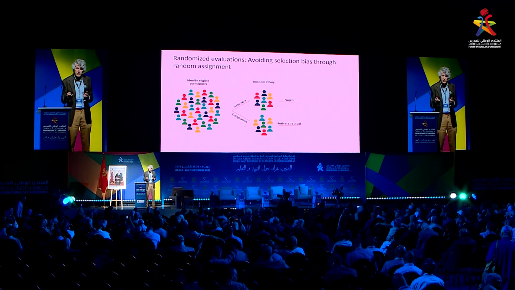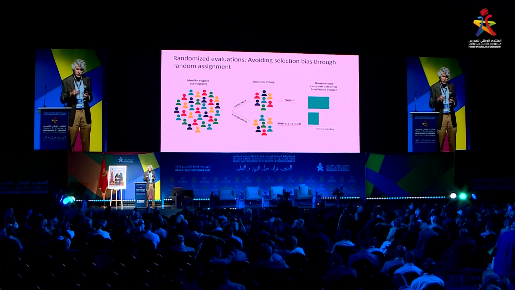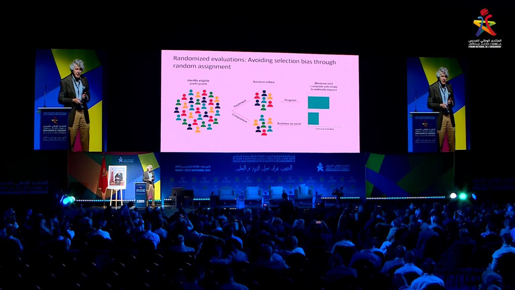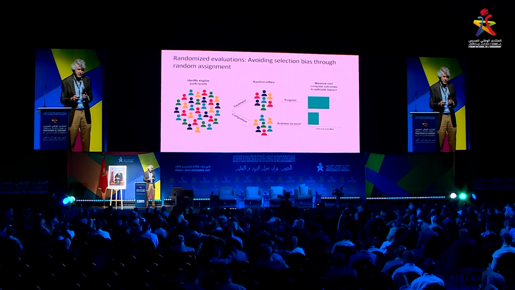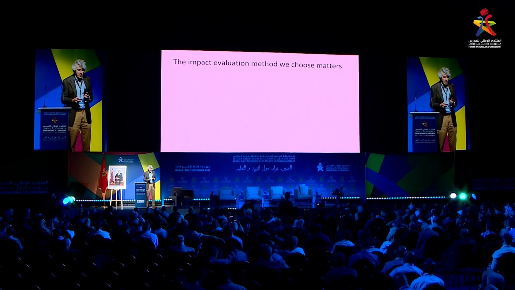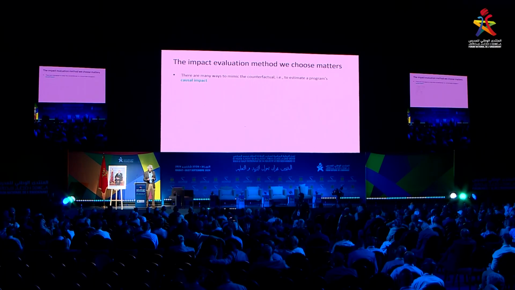Okay, so the only reason their test scores, or whatever the outcome is, would be different is because the top group got the program. So this is what we would say is the best way to evaluate a program, if you can do it. Sometimes you can't do a randomized evaluation, but if you can, I would highly recommend it. Okay? So the method matters. And we need to get a counterfactual so that we can estimate the causal effect of the program.